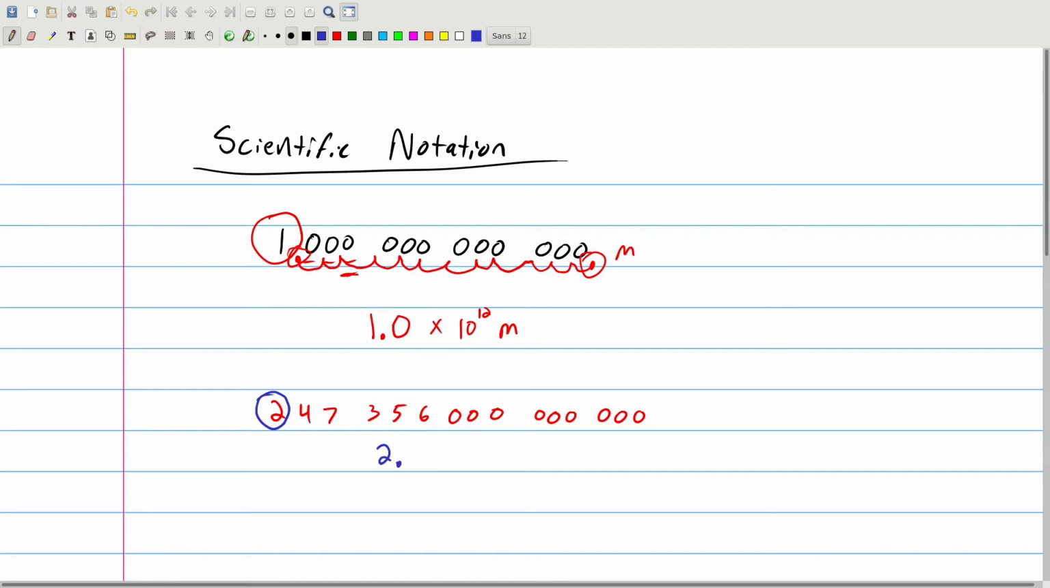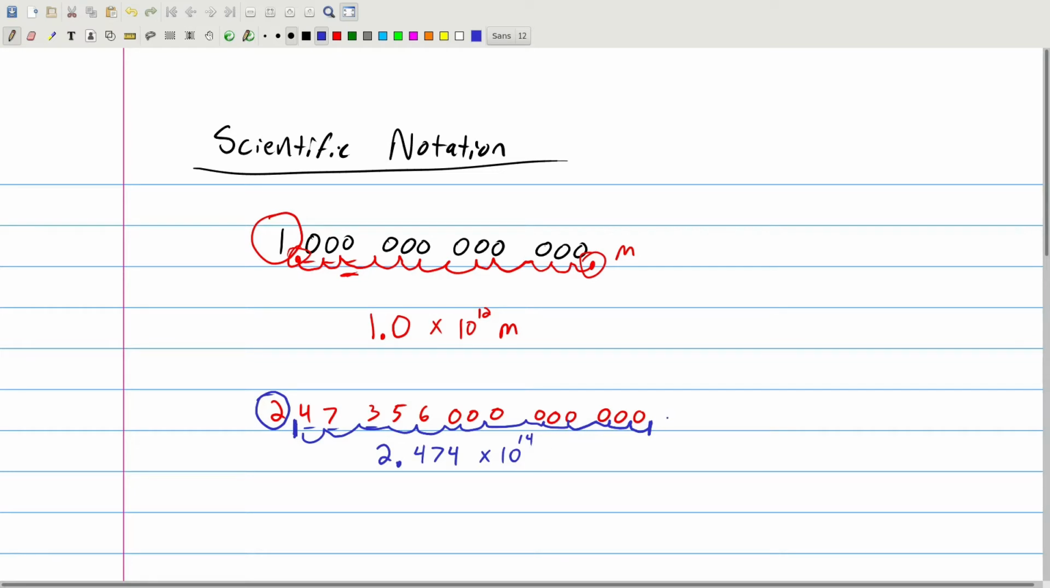point. Then we're going to round to about the third number after that. So it's going to be a 4, a 7, and then since this is a 5, that 3 is going to round up to a 4. So it's going to be 4, 7, 4. And then we're going to say times 10, and then we're going to say how far did the decimal move? Well, it starts back here, it ends way over here, so we're going to have to say 1, 2, 3, 4, 5, 6, 7, 8, 9, 10, 11, 12, 13, 14. So this is 2.474 times 10 to the 14th.